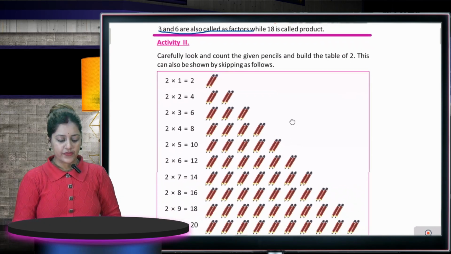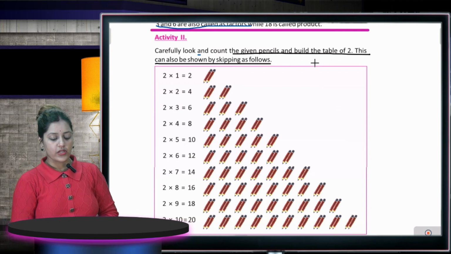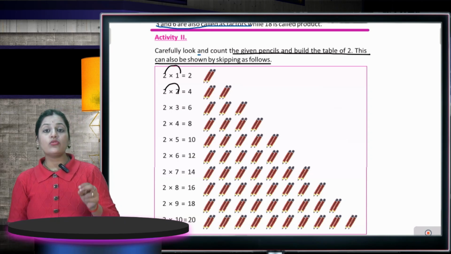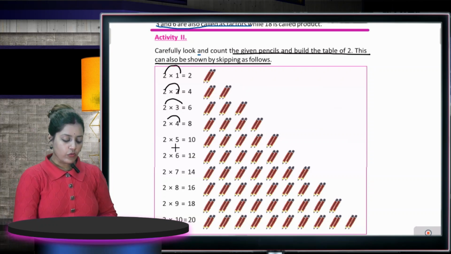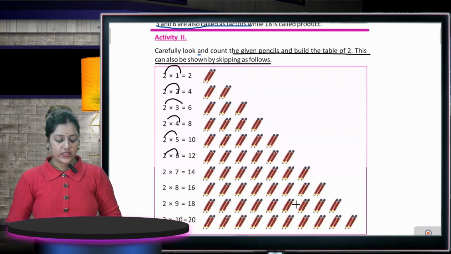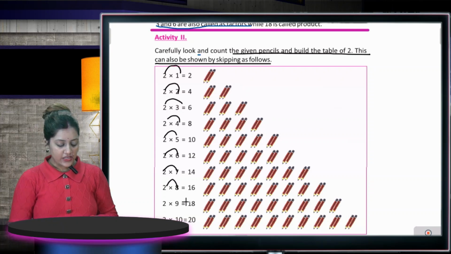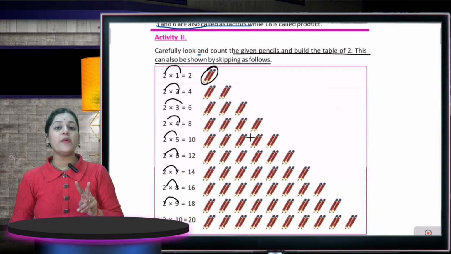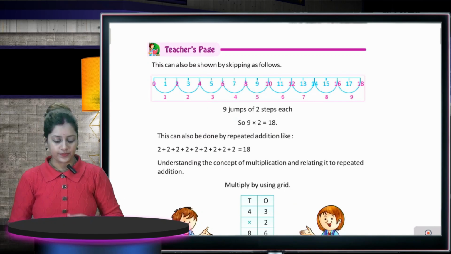Next is activity 2. Carefully look and count the given pencils and build the table of 2, which can be shown by skipping as follows. 2 1's are 2, 2 2's are 4, 2 3's are 6, 2 4's are 8, 2 5's are 10, 2 6's are 12, 2 7's are 14, 2 8's are 16, 2 9's are 18, and 2 10's are 20. So here it is repeating 2 pencils each time. So it is written as 2 times or 2's are.